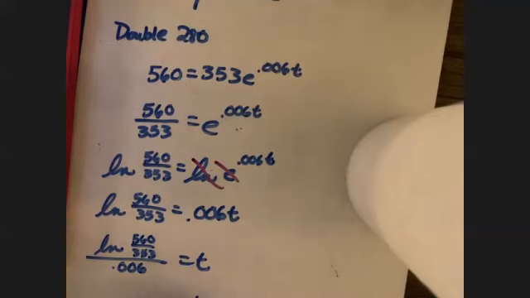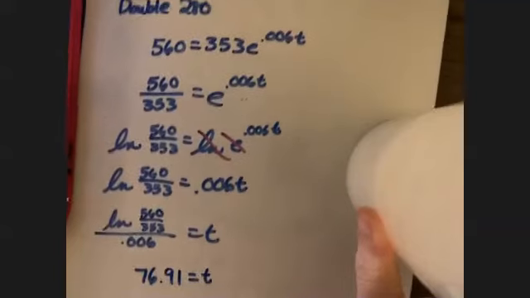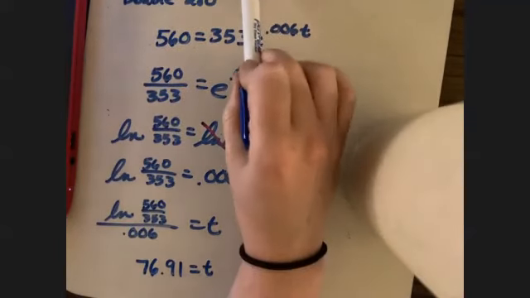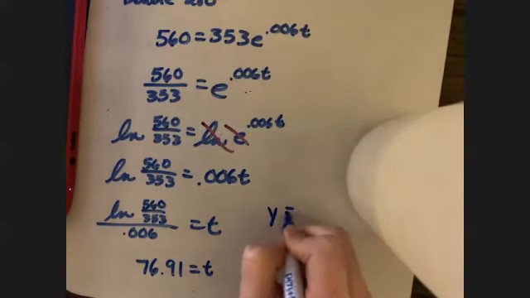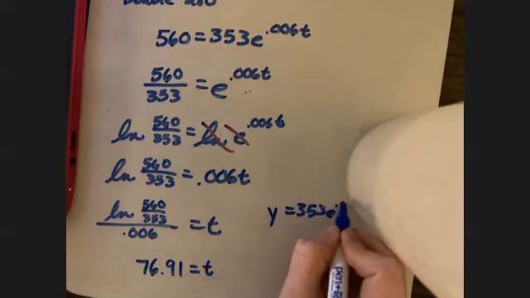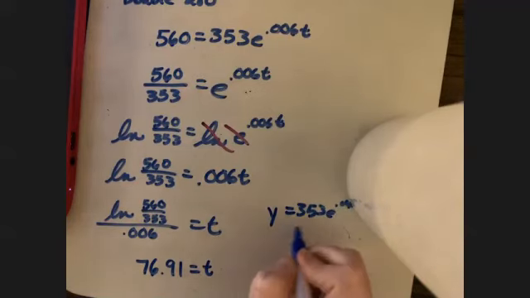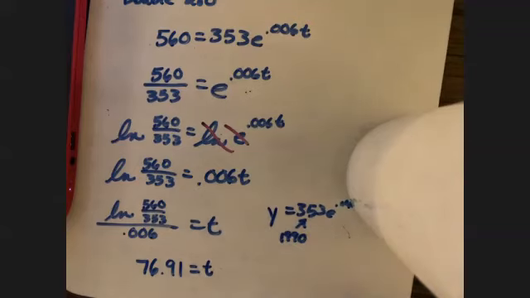We get that t is 76.91. Now keep in mind, since we started out with 353 e to the 0.006t, this was a 1990 amount. That means this is time after 1990. So if we add 1990 to this, we get 2066.9. We probably call it 2067, is when we would estimate that it would hit 560.